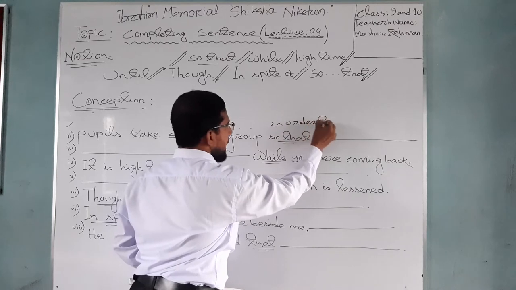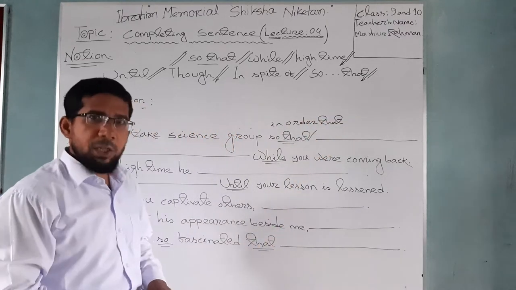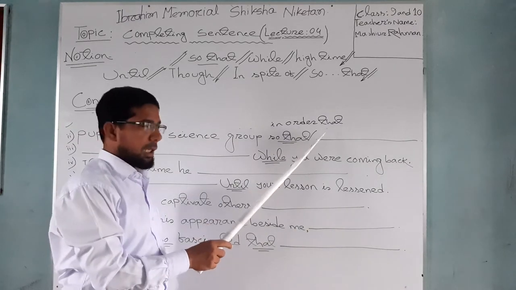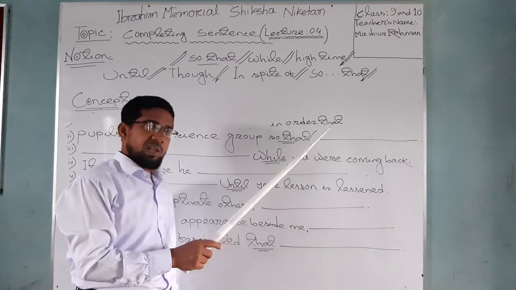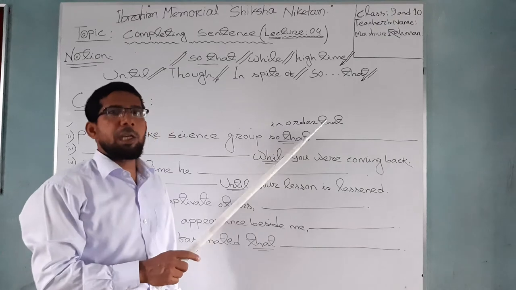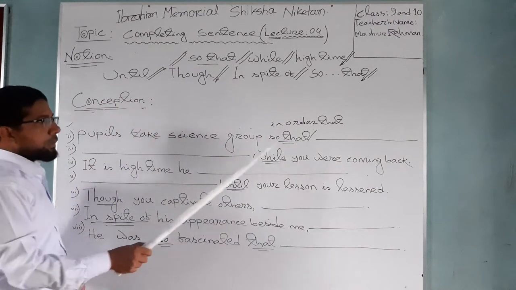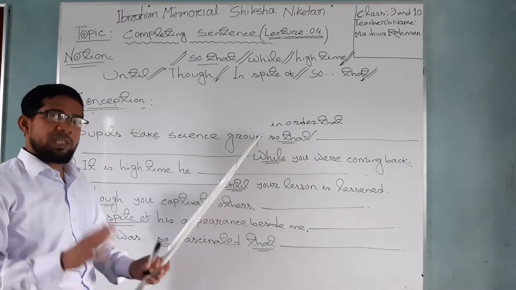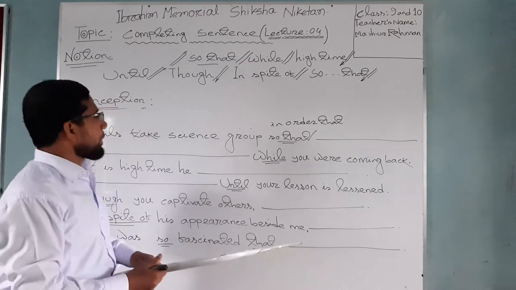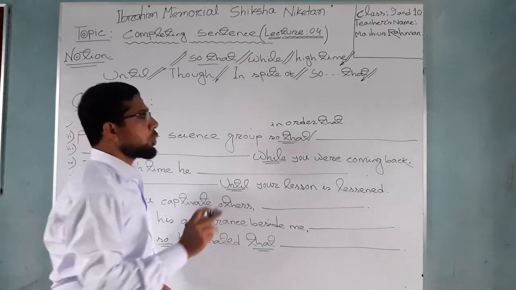in order that. Dear student, my dear affectionate student, do you see? Okay, you may think it positively and you will understand this kind of lectures from me so that you can apply in your pragmatic life. Pupils take science group so that. So that always says as purpose. Mean jate. So our students take science group for the motive of them to be scientists.